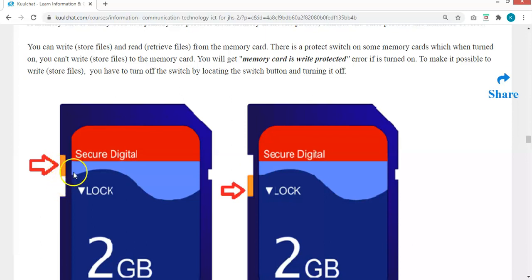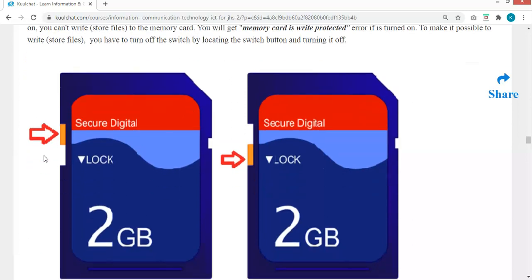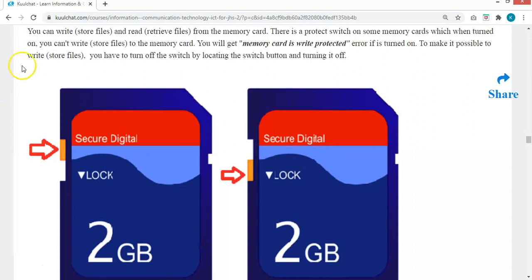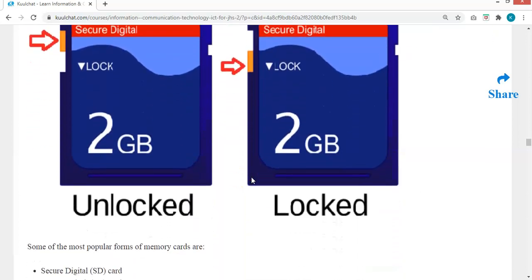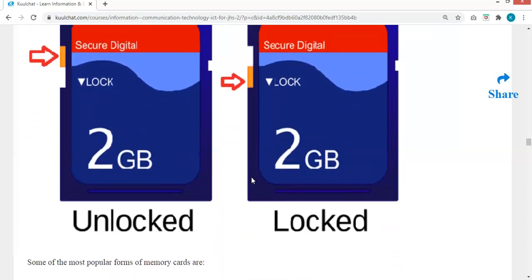So remember this concept. Other than that, you may not be able to use your memory card to write or store information to it. So remember, if you are getting this error, memory card is write protected, then you should look for the switch button and just turn it off or on based on what you want to do. If you want to unlock it, just turn it off. If you want to lock it, just press it down and it locks.